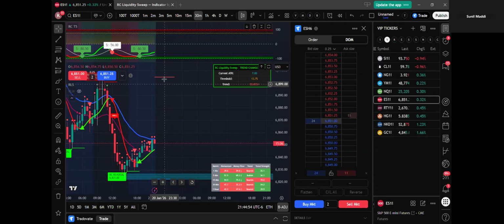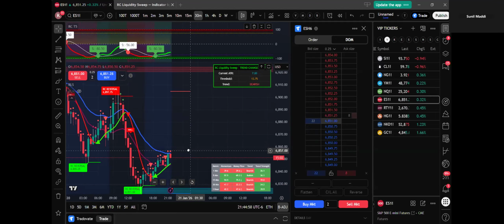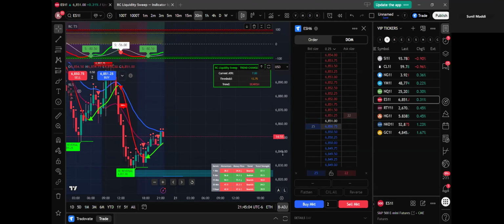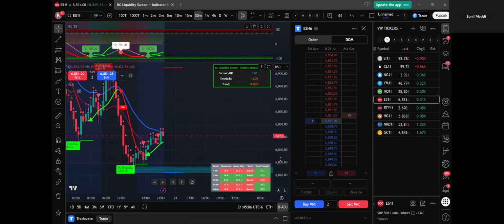How do I read that data? In the table on the right. Yeah, the current ATR, threshold and trend. But the printing message indicates RC reversal at 68.31. So basically 68.31 is the reversal point. But in the minute chart, we still don't see a buy.